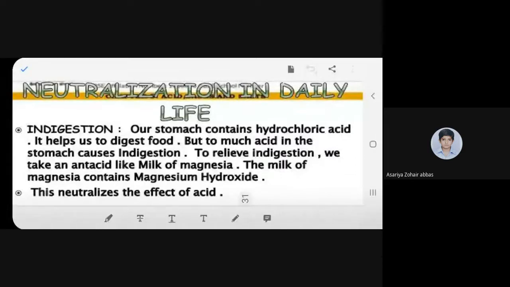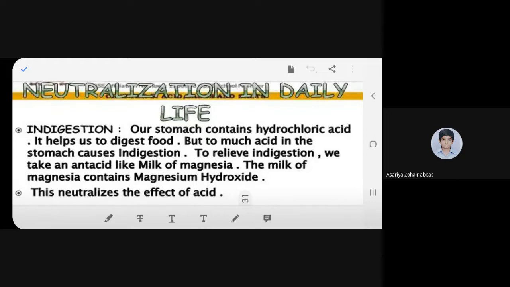Indigestion. Our stomach contains hydrochloric acid. It is indigestion, beta, not undigestion. Read. Indigestion. Our stomach contains hydrochloric acid. It helps us to digest food, but too much acid in the stomach causes indigestion.